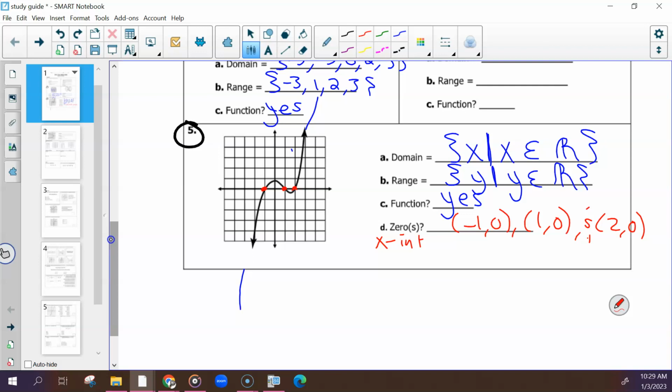Other questions on this page? If not, move on to the next one.